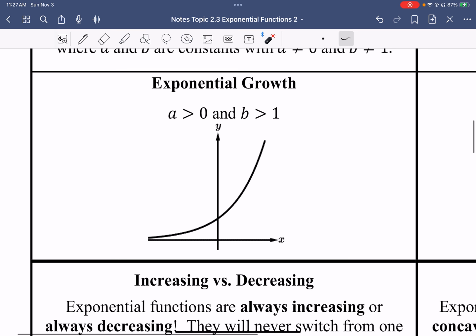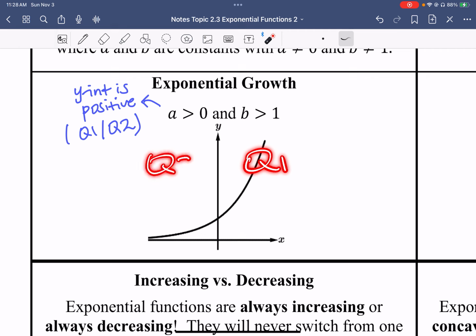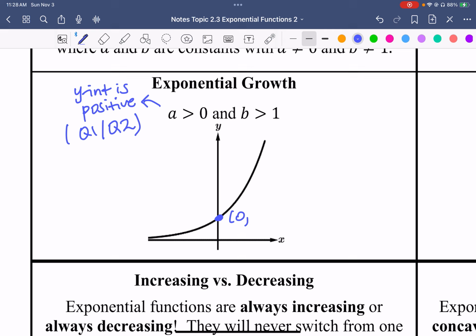You have exponential growth. For exponential growth, your a is greater than 0. Again, this is just saying that your y-intercept is positive. If your y-intercept is positive, that means that your graph is going to be in the first two quadrants, so it's going to be in the top. This is quadrant 1 and quadrant 2. So if your y-intercept is right here and you have a positive a value, then you're going to be in the top two quadrants. And then this is saying that your base is greater than 1.